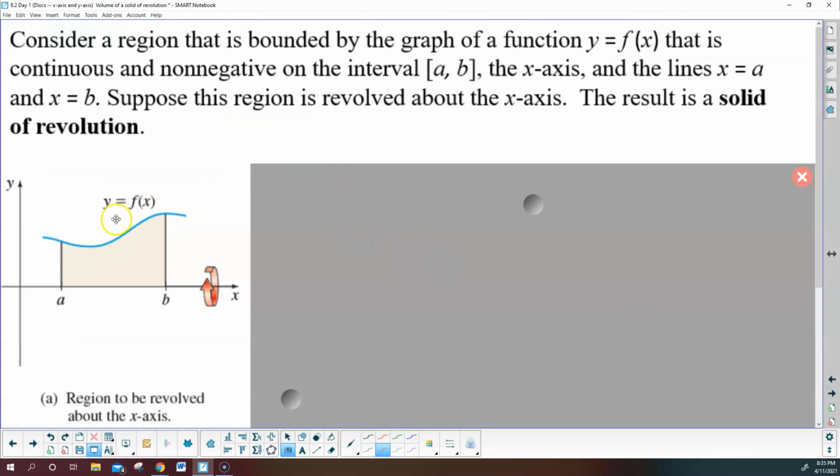Here's one more. What if it's not a friendly function? Right? You can read this as much as you want, but what do we have? We've got a region that has a function f of x, right? We don't really know what this curve is, but it's definitely not a linear one. And then we're bounded by the line x equals a to x equals b and the x-axis. So what would this look like if I rotate it?